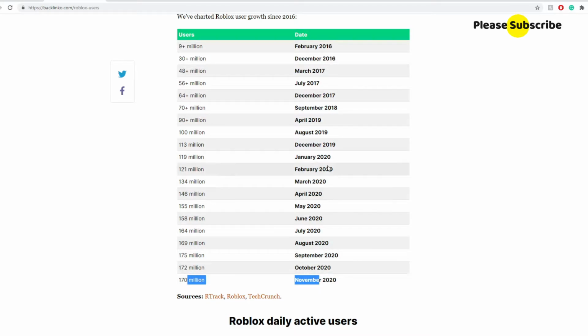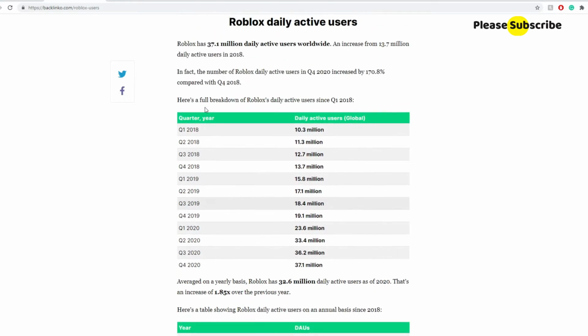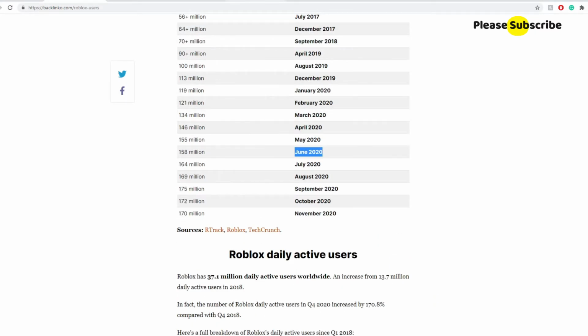Granted, there was a spike around the pandemic where you're looking from February all the way to mid-June and going on. You're going on from 120 million to 170 million. So granted, there is a spike there, and that's something that they do recognize, but currently that's what they're averaging at.